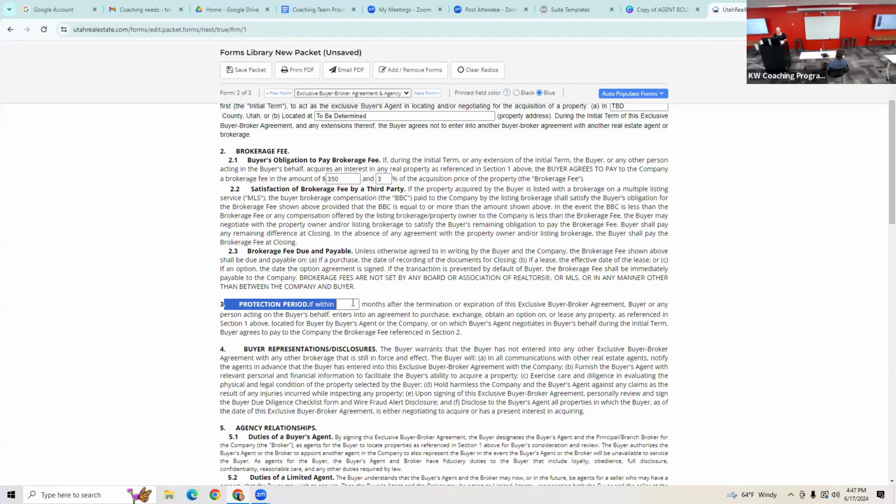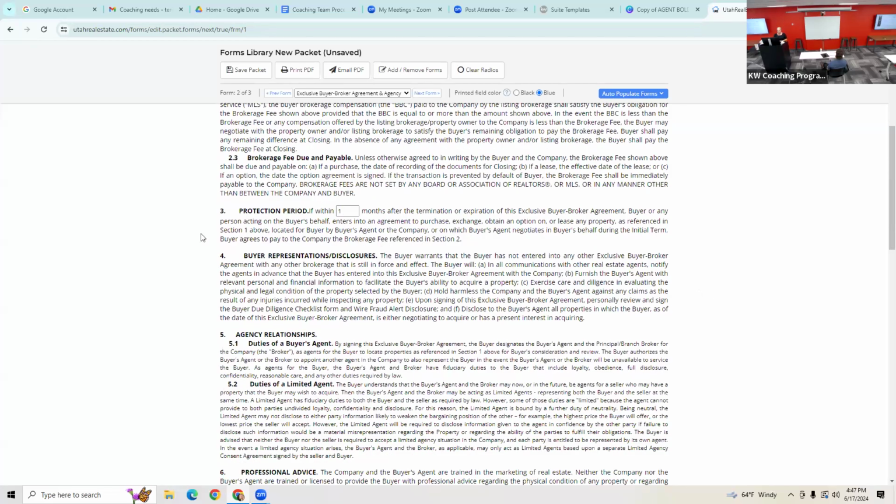Protection period. So I put in here 1 month, and I basically just say protection period is, after this contract terminates with myself and you as the buyer, if you get into an agreement to purchase a home and say that it was due to our marketing efforts, we could be entitled to a commission, and leave it at that.